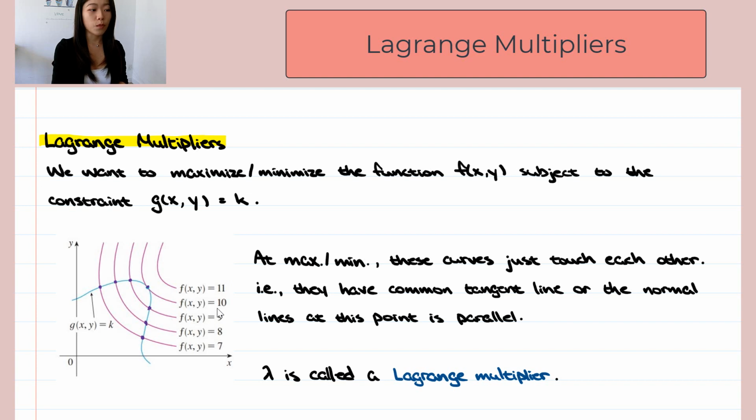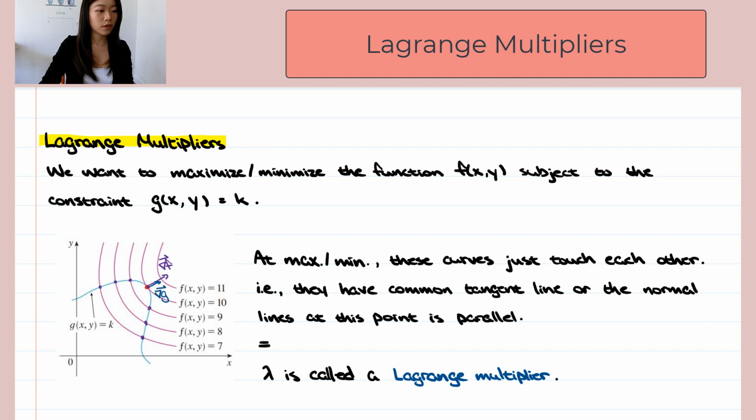So the point we want is the point that gives the maximum or the minimum value of the function, which is this point here. And we can notice that at the maximum or the minimum point, the level curves of the two functions just touch each other. That means they have a common tangent line, or in other words, the normal lines at this point are parallel. So suppose this is the gradient of f at this point. And the gradient of g at this point also points in the same direction.